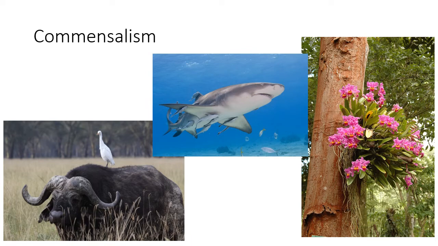And then we have orchids on a tree. So these orchids are separate from this tree. They're not part of this tree, but they are living on the tree. They're basically using the tree as access to sunlight. The tree is neither harmed nor benefited in this relationship, but the orchids get a place to live.